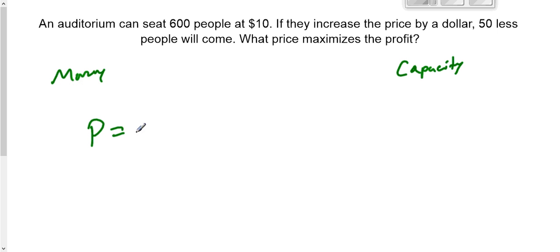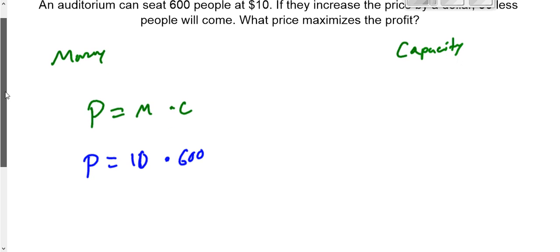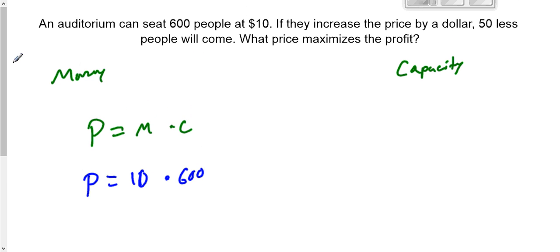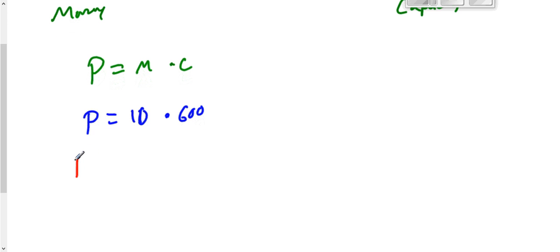So again, their profit is going to be equal to their money times their capacity. Originally it was $10 times 600 people. They're going to increase their price by $1, but you're going to lose 50 people each time. So again, we're going to have 10 plus x. There would be that $1 in front, but we don't really need to put the 1. And then every time they do that, they're going to lose 50 people.